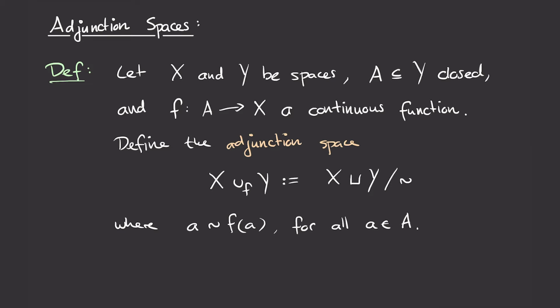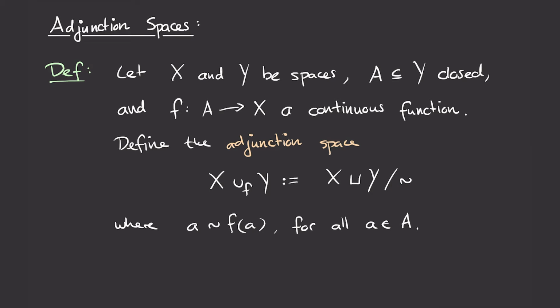Let's dive straight into the definition of an adjunction space. For this, we suppose that X and Y are topological spaces, and in addition, we pick some closed subset A of the space Y. And we also pick a continuous function f that maps this closed subset A to the space X. Using these data, we can then define the adjunction space as a quotient, namely, we first take the disjoint union space between the spaces X and Y and quotient out by an equivalence relation.